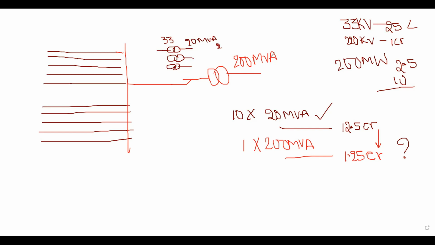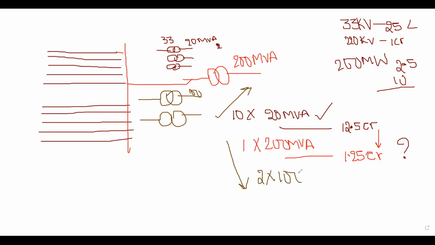And one more person came. He said, this is very low reliable, and I want to do the optimization with respect to both the cost and the reliability. So he decided to go with two 100 MVA transformers. His design is 2 into 100 MVA, and the cost would be 2.5 crores for him.